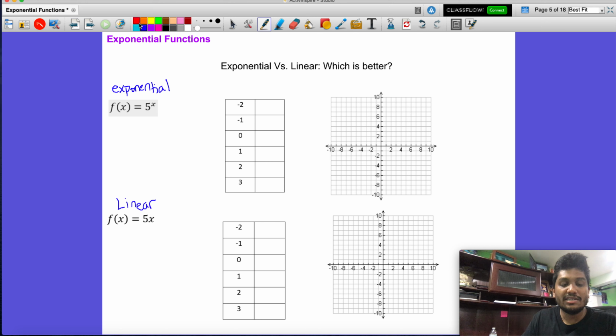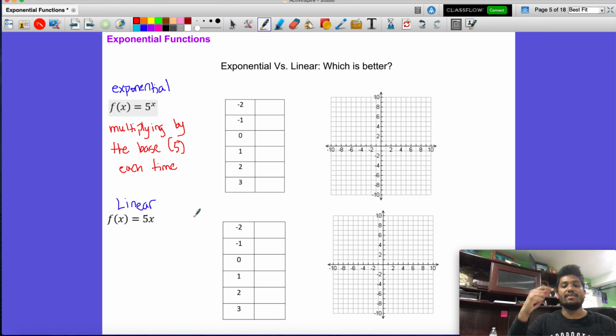And with an exponential, we're going to be multiplying, okay, by, in this case, I'm going to say by the base, okay, and the base in this case is 5 each time. Every time that we're going, if the x's are going up by a certain amount, we're multiplying by 5 proportionally each time. Here, for linear, we're going to be adding 5 each time.